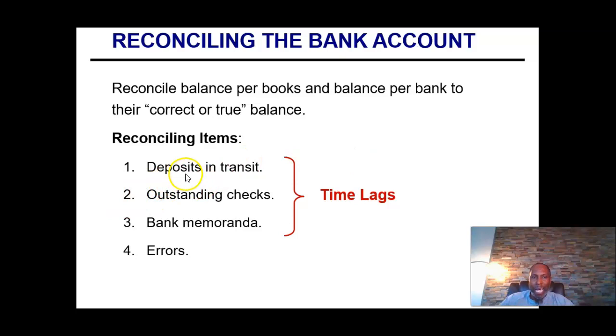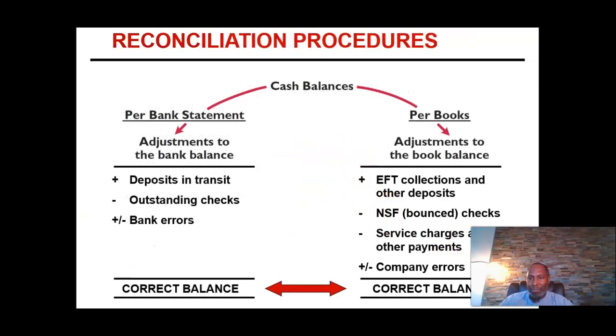Things such as deposits in transit, we'll cover those, outstanding checks, a bank memorandum, or errors either made by the company or an error made by the actual bank. Okay? So now it's time to do some number crunching to see how to reconcile the balance shown on the bank statement against the balance shown in your cash ledger account.